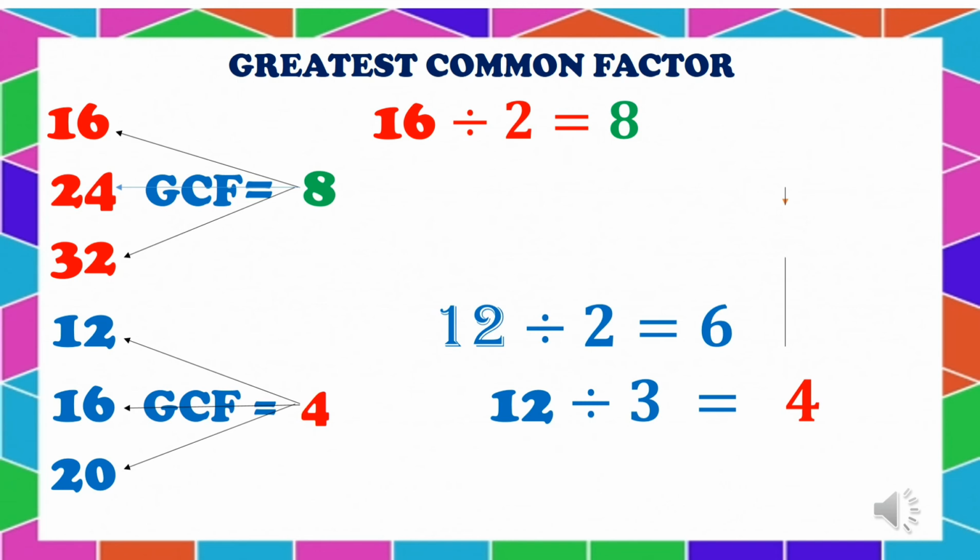So by that method, we were able to get the greatest common factor by simply using the steps that I have introduced to you. First, divide the smaller number by 2. If the result could not divide the three numbers, then you will go to the next step. Divide the smaller number by 3 until you find the greatest common factor.